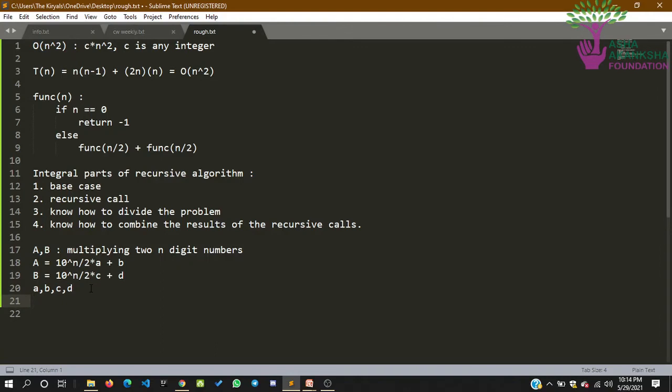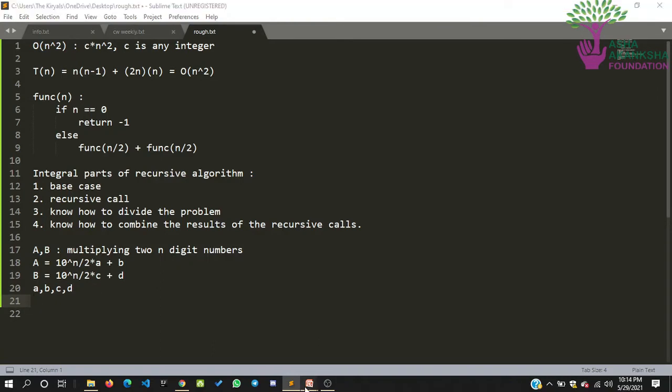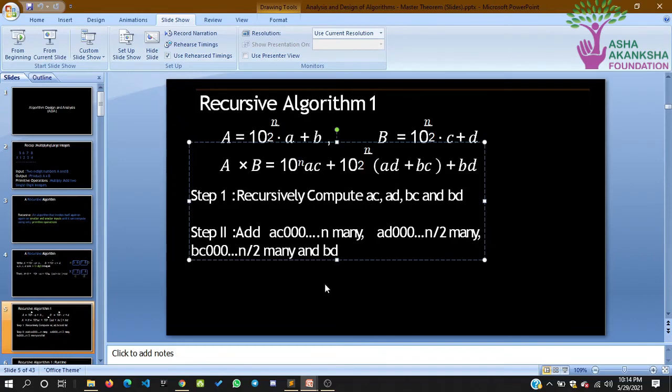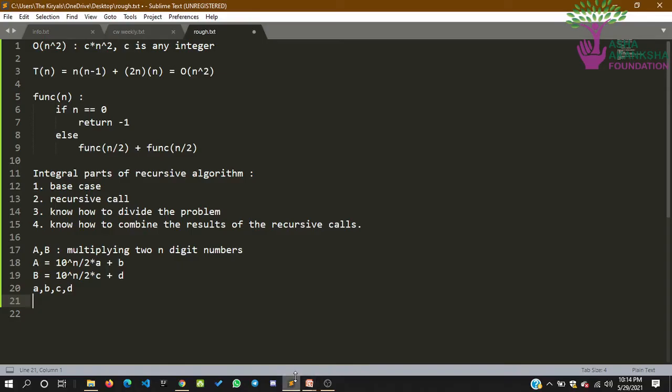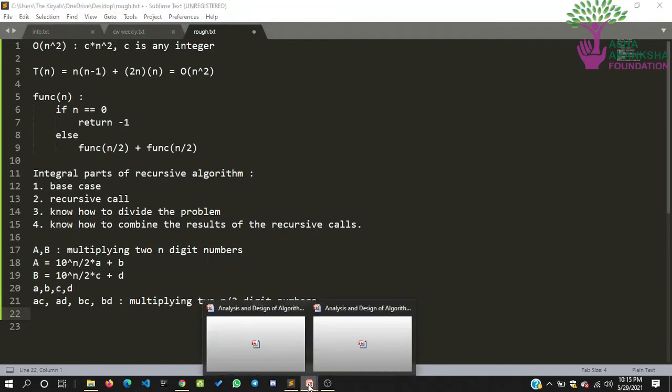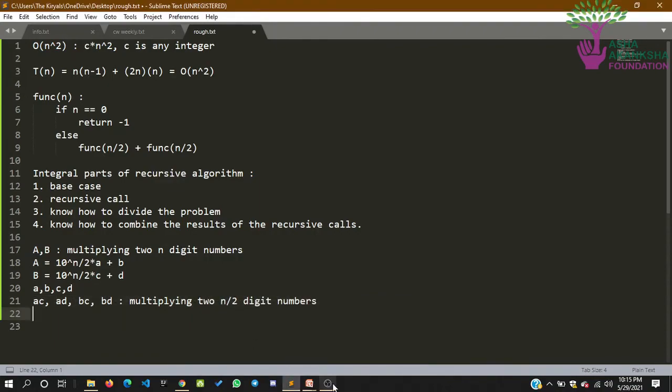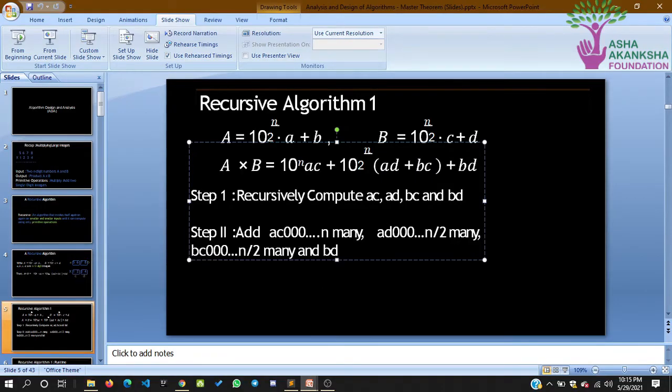What will you do? In that formula you needed ac, ad, bc and bd. What is this problem essentially? You are just multiplying two n by 2 digit numbers in each of them. So this is a simple case where you can use recursion, and we are using recursion here. Then you just get these things, and then you can use this formula to calculate the result.